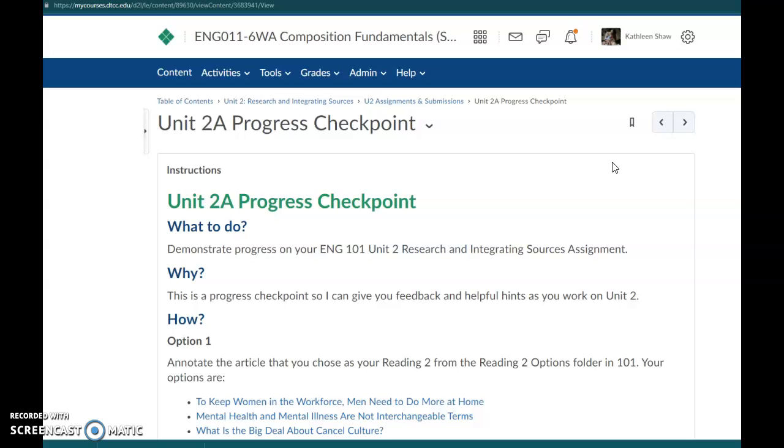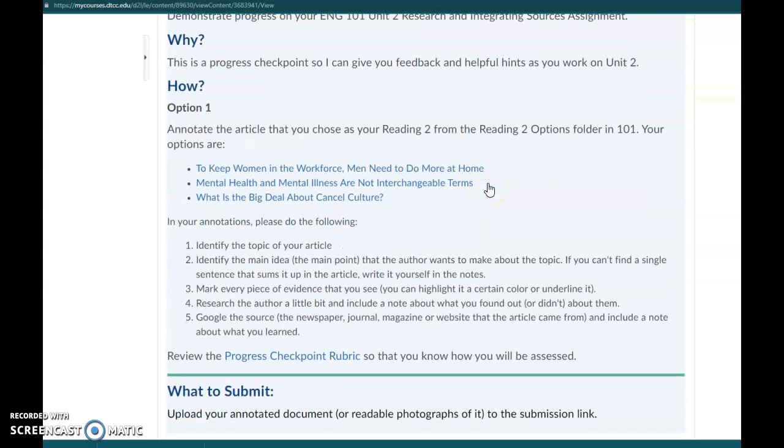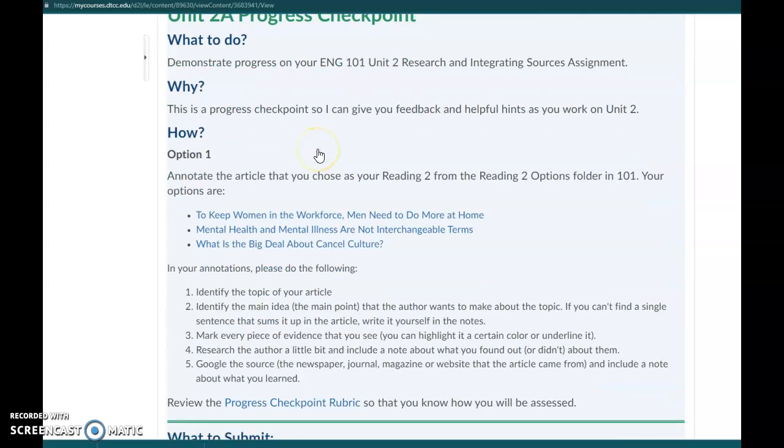But I do want to spend a little time explaining what you're doing in O11 here and how it can help you with 101. So if you look at the Unit 2A progress checkpoint, all I'm asking you to do is annotate. If you look over in 101, you'll see that annotation is recommended but not required. In this case, if you're taking O11, I'm going to go ahead and require it, because it is a chance for you to get into the reading, to really break down the things that you need to know from the article.